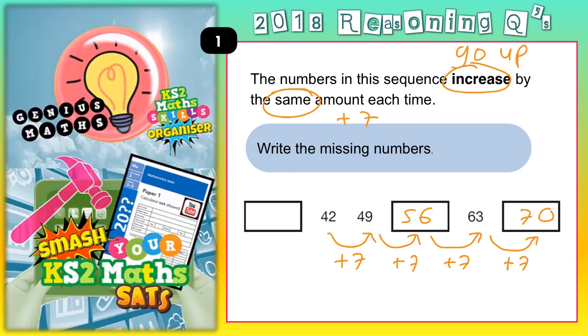Now, we do have the box here. If we are plusing 7 to go that way, when we go the opposite way, we would have to do the opposite of plus 7, which is minus 7. So we've actually got to do 42 minus 7. Now, if you knock off 7 from 42, or subtract 7 from 42, you're left with 35. So this first box must be 35.